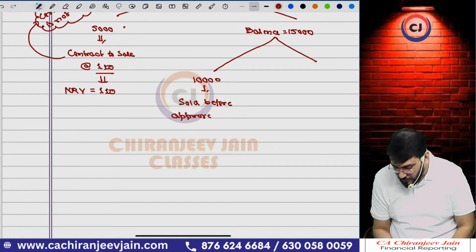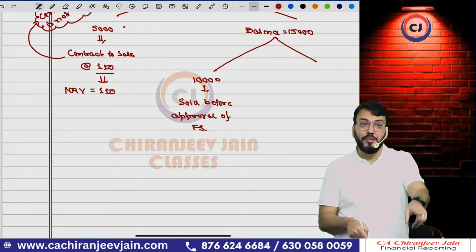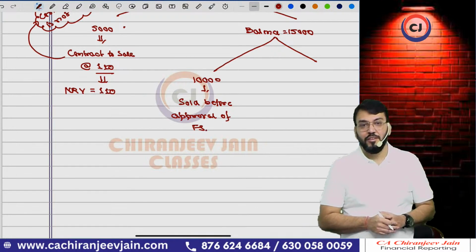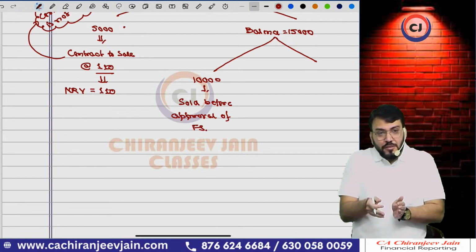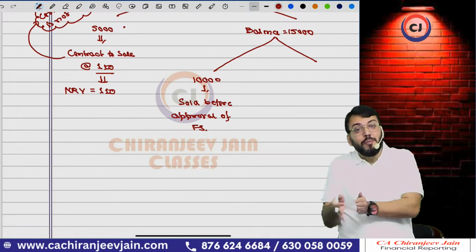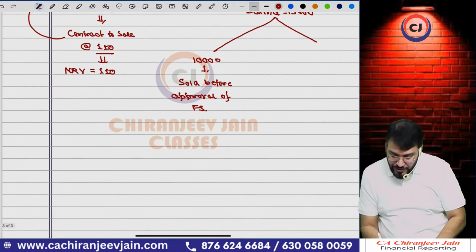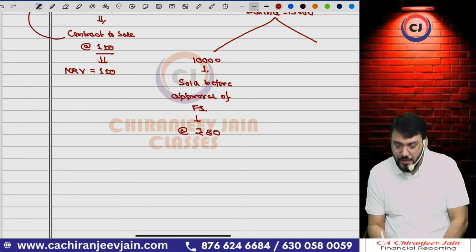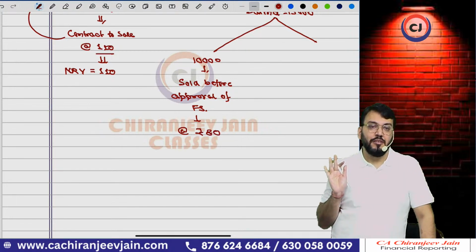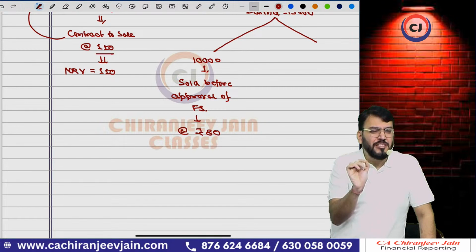Approval of financial statement. The same example I have taken in Ind AS 10. If you remember, out of these, some units are sold before approval of financial statement at rupees, suppose, at rupees, don't ask me why, at rupees 80. But it is not a non-adjusting event, means nothing has happened.